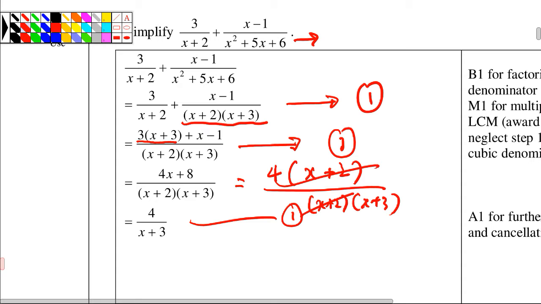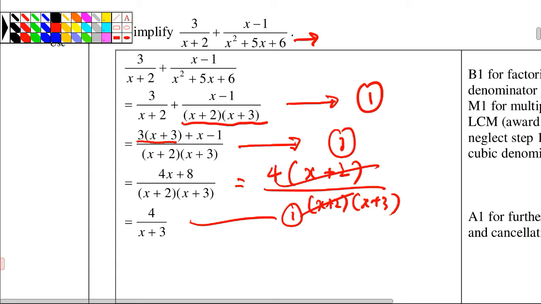This part I factorized wrongly. Because this part I get 4x, but this part, 2 times x is 2x. It's just this part that I factorized wrongly. And so it's only 2 marks even. Like that only 2 marks. Then the last one I get.